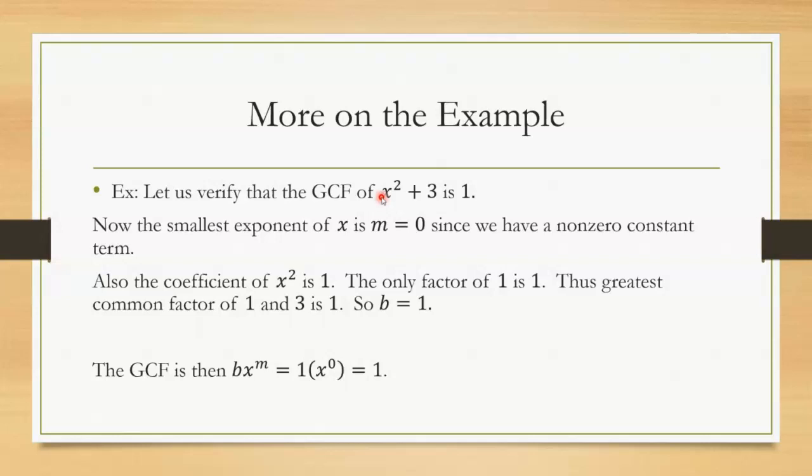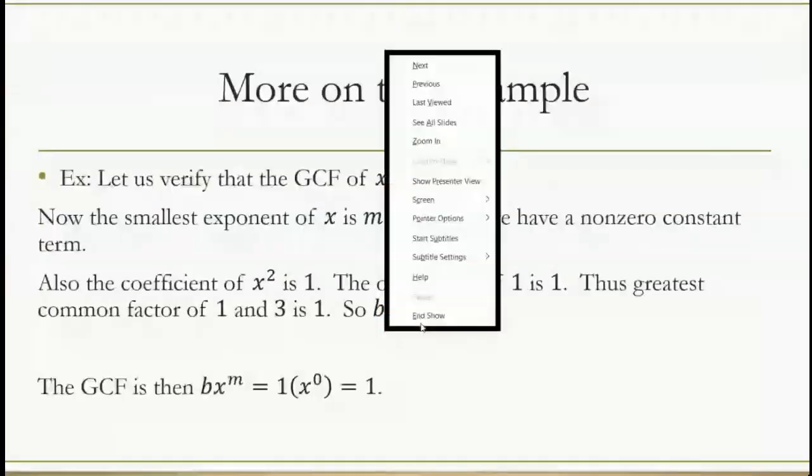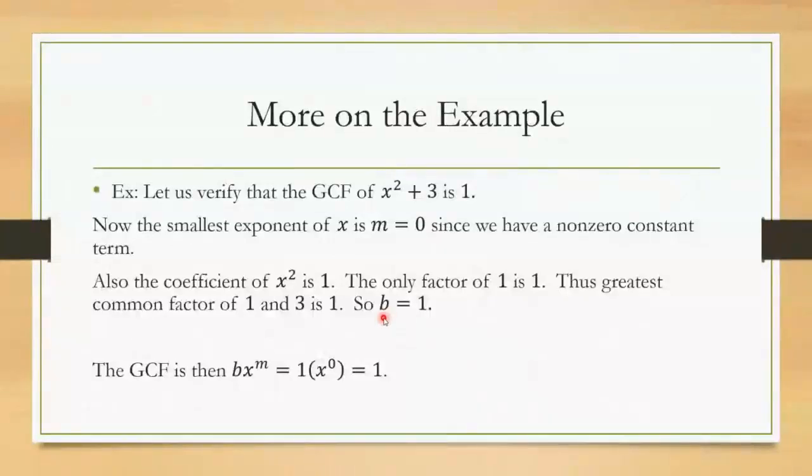But the only factor of 1 is 1 itself. So the only common factor among 1 and 3 is 1. That forces B to be 1.